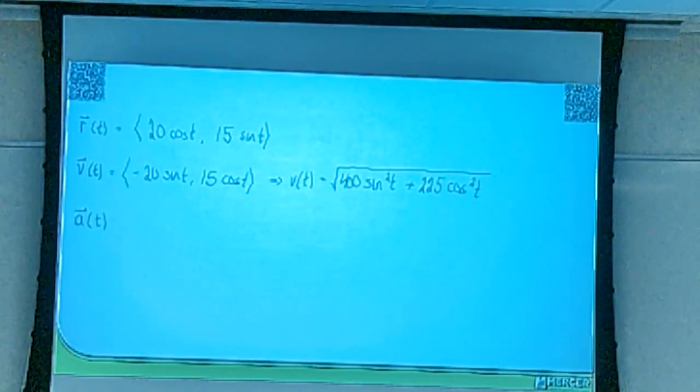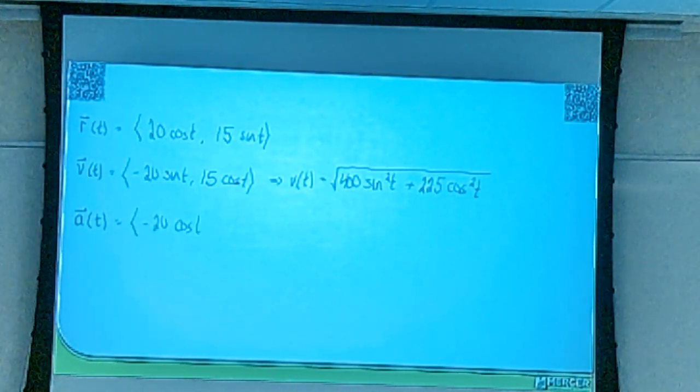What's acceleration? Negative 20 cosine t.